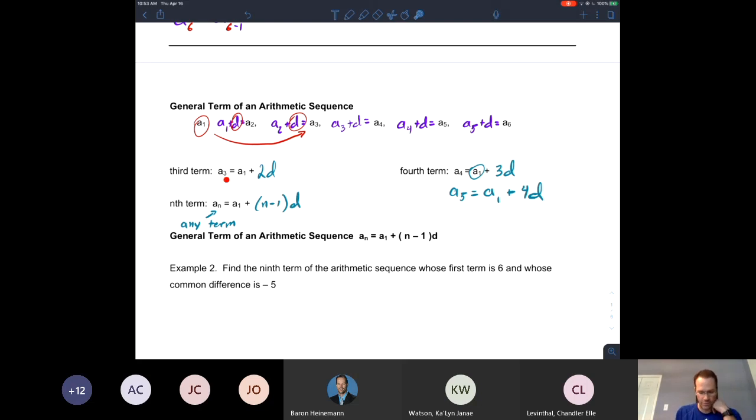So like I said, if I want the third, then it's the first plus 2d. If that's a 3, then it's 2d. If this is a 4, then that's 3d. If this is a 5, then that's 4d's. If this is a 20, then this will be 19d's. I have to add 19 common differences to the first term. All right? Any questions with that? And that formula is shown here generically.